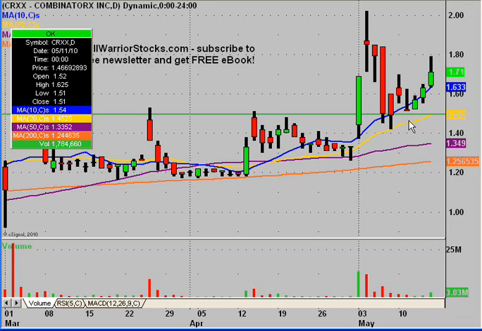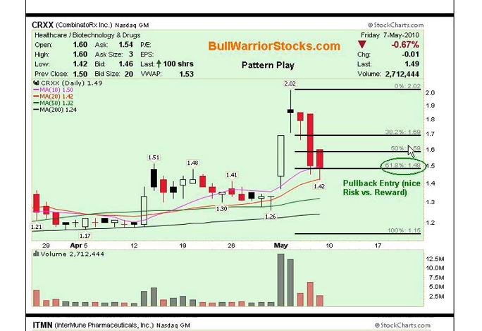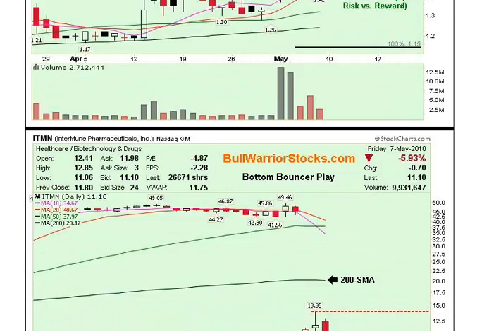So a very nice chunk of change there could have been made, just based on a $1.55 entry. You could have gotten in a little bit lower, but like we said, we wanted to say $1.55. So CRXX was a nice winner for us.